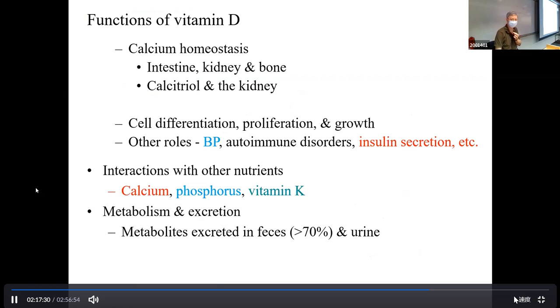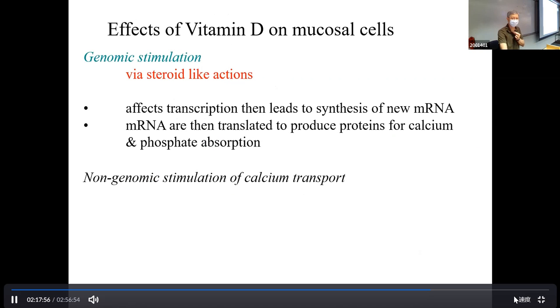The functions of vitamin D are many. I just want to highlight, for example, in our later discussion, the insulin effect, because it can take several more lectures to just talk about how vitamin D is related to our current health situation. Vitamin D, we consider this a hormone. Its mechanism is acting like a steroid hormone, so it will have a genomic effect, affecting transcription and then eventually translation.